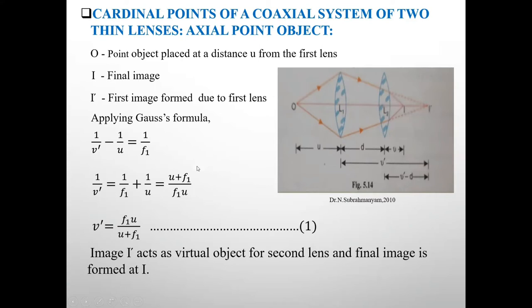So applying Gauss's formula, 1 upon V dash minus 1 upon U is equal to 1 upon F1. 1 upon V dash is equal to 1 upon F1 plus 1 upon U, so U plus F1 upon F1U. So V dash is equal to F1U upon U plus F1, equation first.